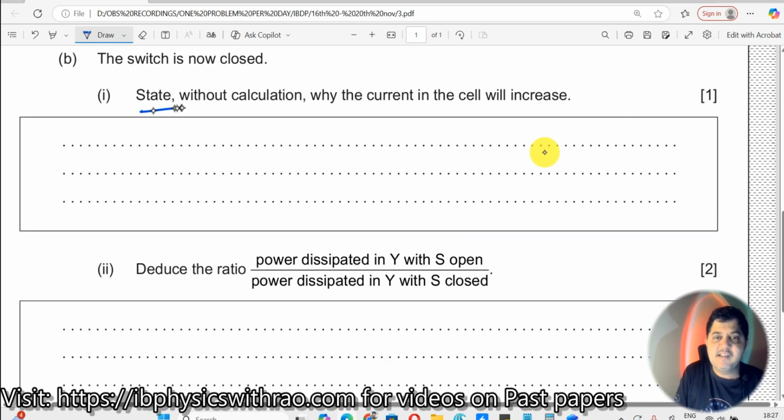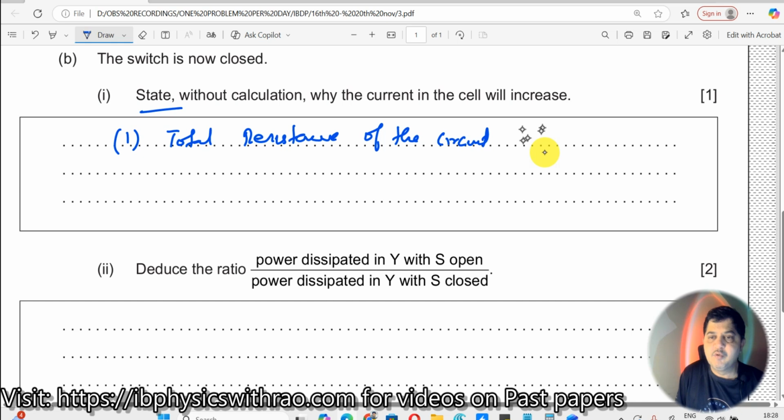So it states without calculation. First, what you can say is you can state that the total resistance of the circuit will decrease. When it decreases, what happens? This implies the current will increase. Correct. Simple, because it is only 1 mark, you need not do any calculation. You just need to show it.